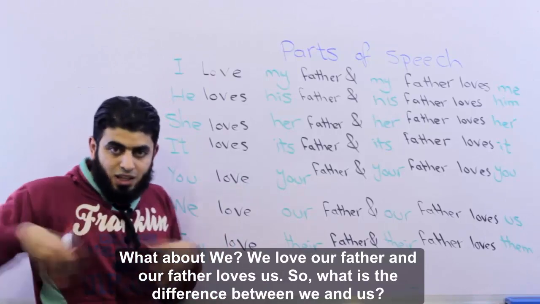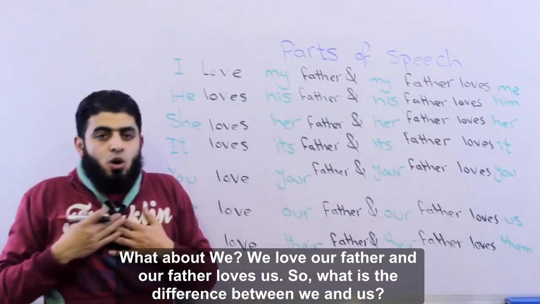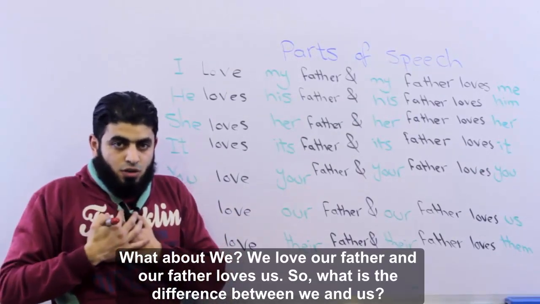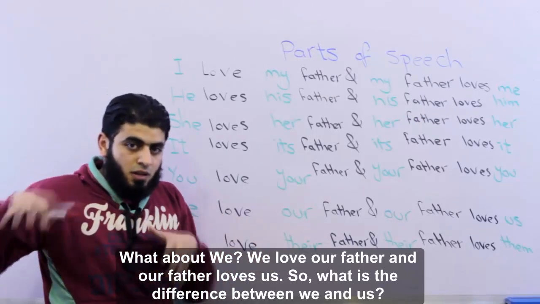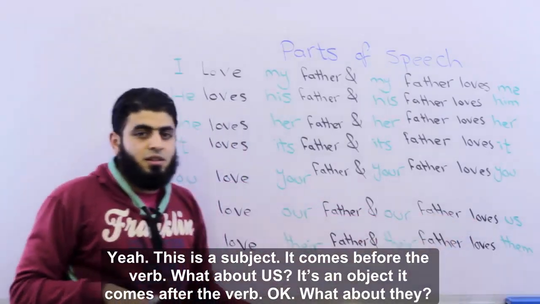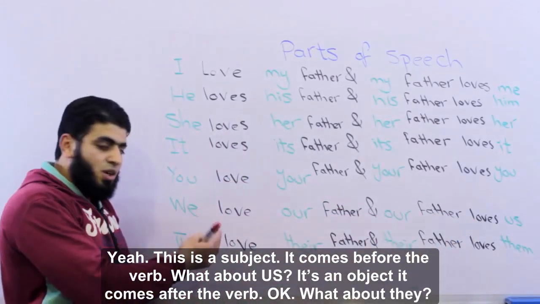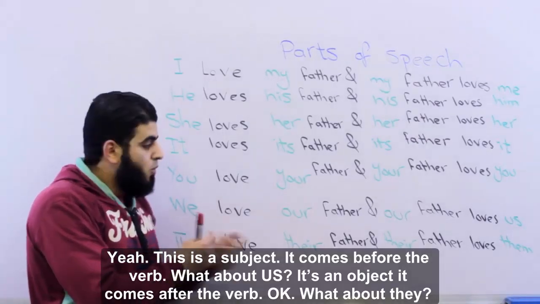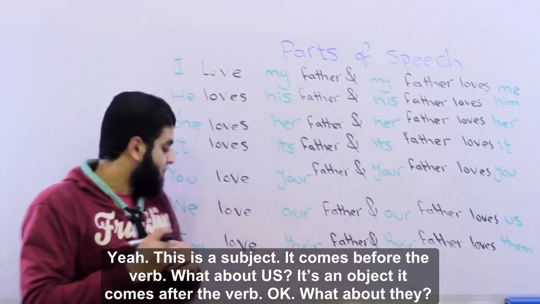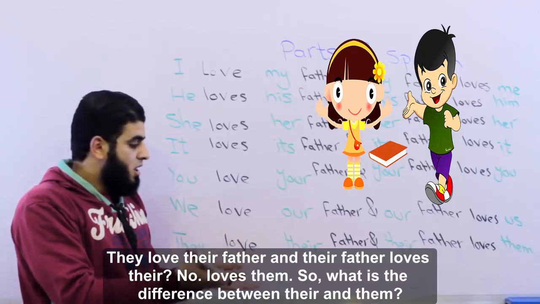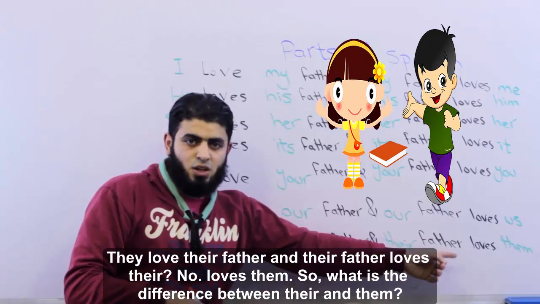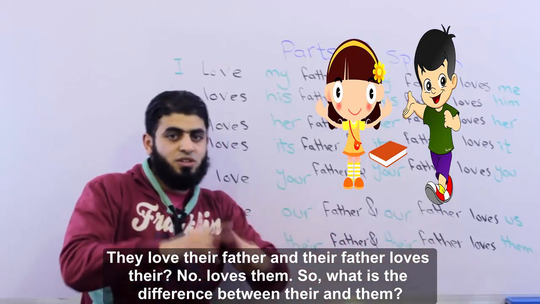What about we? We love our father and our father loves us. So what is the difference between we and us? Yeah, this is a subject. It comes before the verb. What about us? It's an object. It comes after the verb. Okay, what about they? They love their father and their father loves their? No, loves them. So what is the difference?